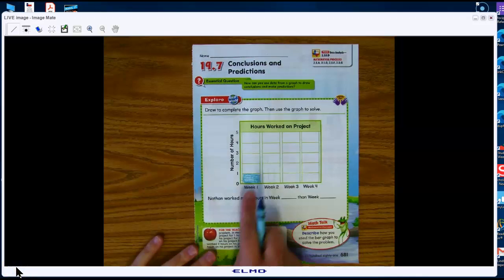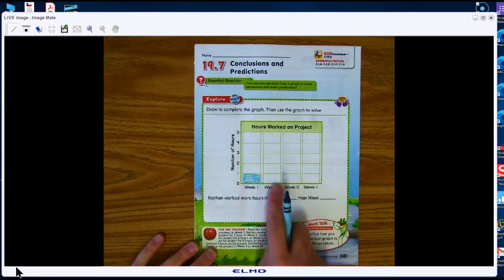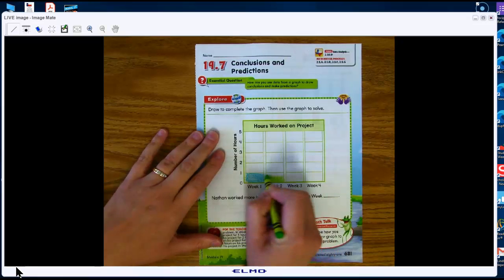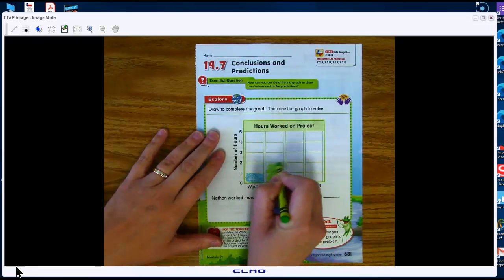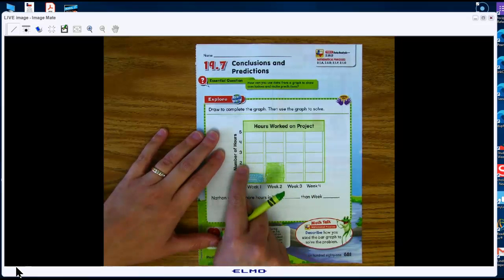All right, week 1, we worked 1 hour on his project. Week 2, he worked on his project for 2 hours. So we go all the way up to 2, line 2. See the number 2 over here.